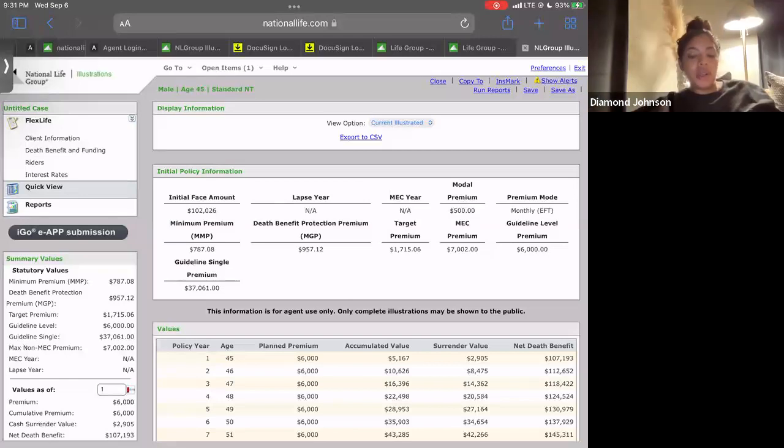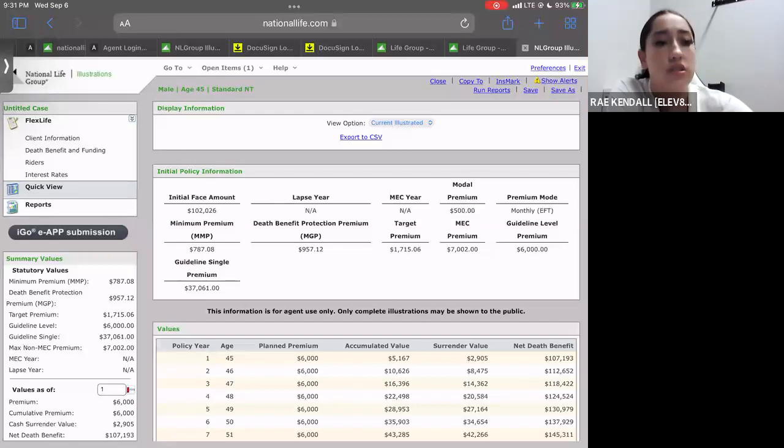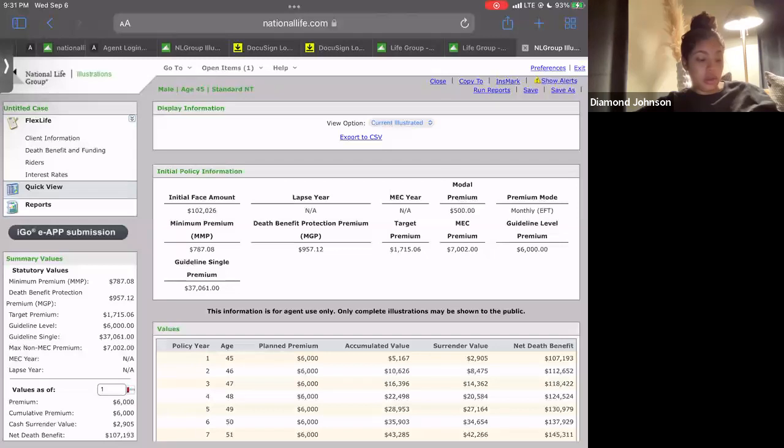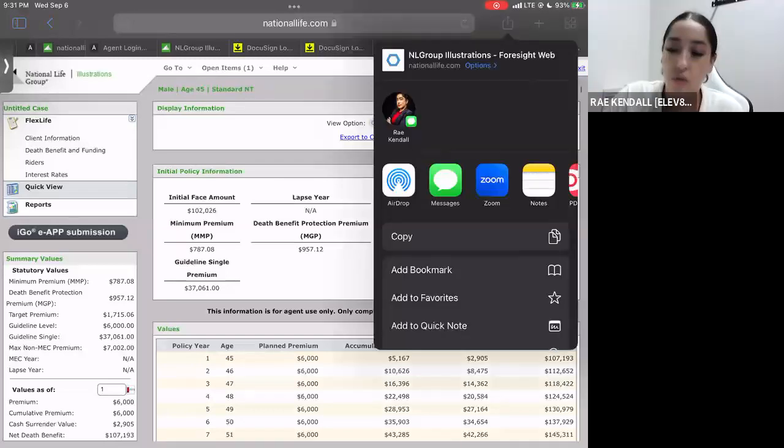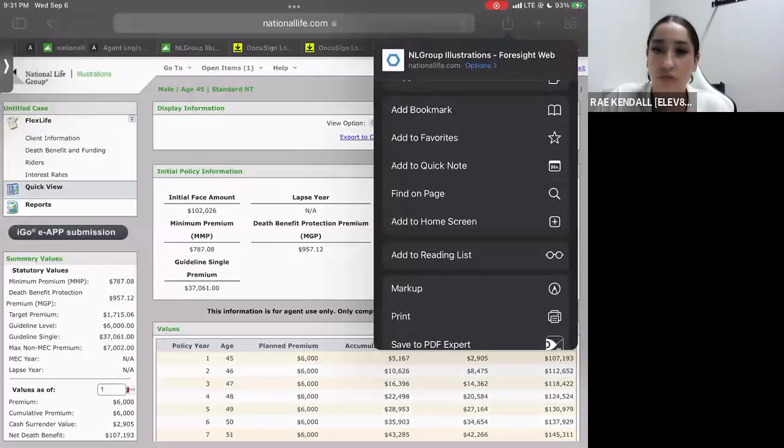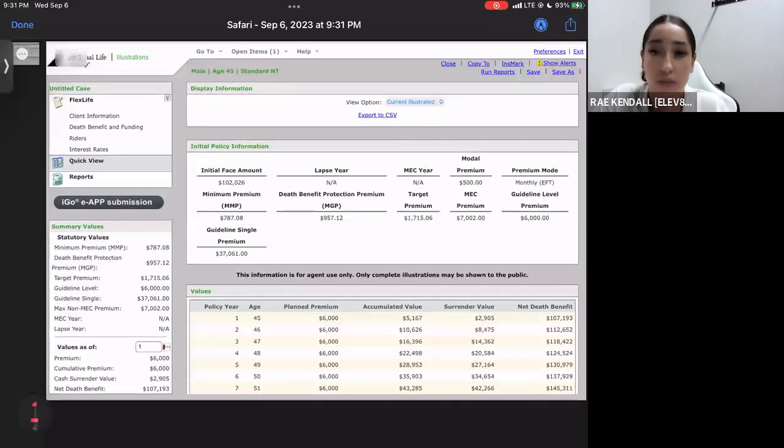If you don't know, a rider is just an additional feature on your policy to customize it further to your needs. Certain riders you can add at any time, and that one you can. Okay, any other questions before I dive into the values? No, very simple.